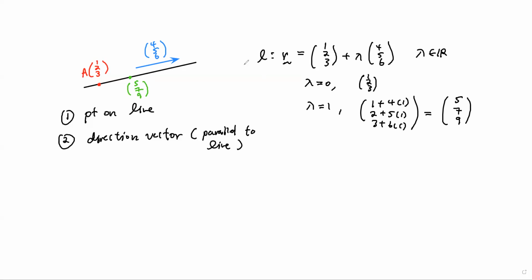In general, there are infinitely many values of lambda. Each value of lambda is going to give you a different point on the line, so all these infinitely many points will make up the entire line. That's how lambda works. The equation I just wrote here is also called the vector equation.